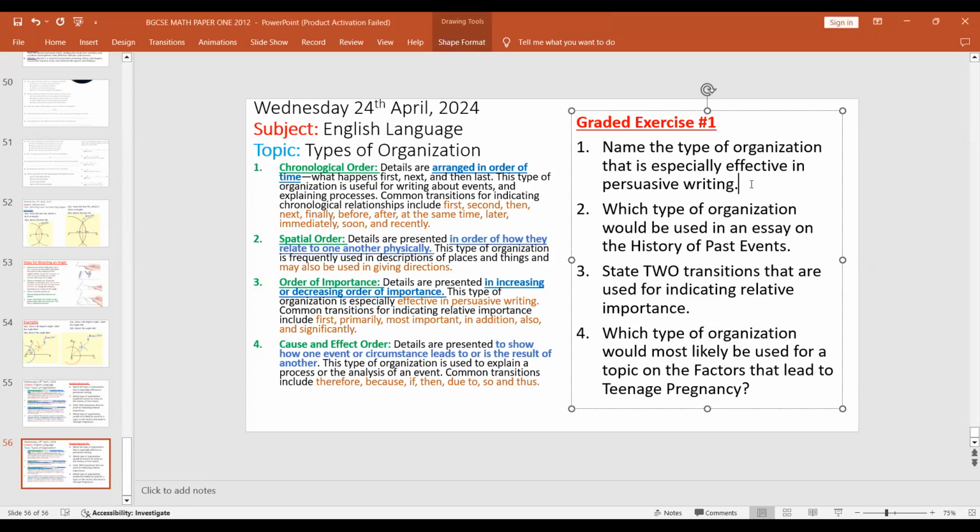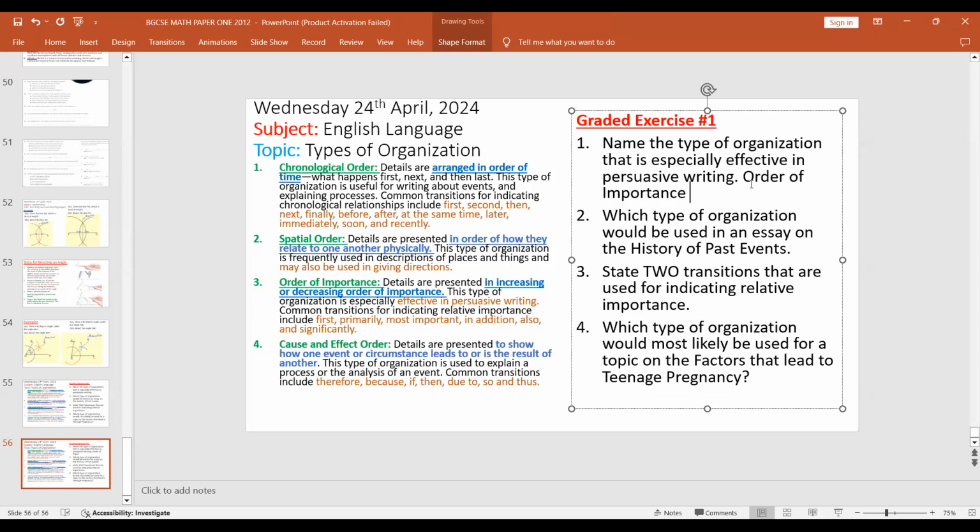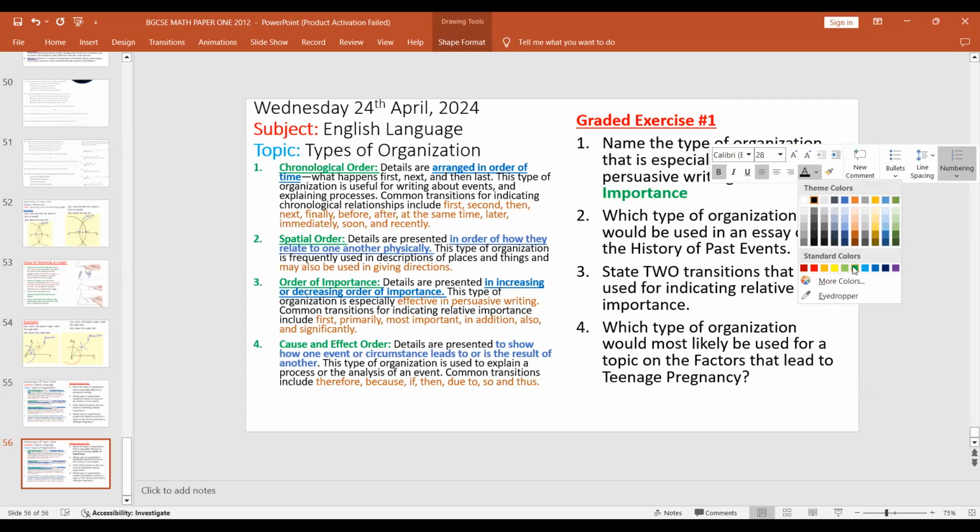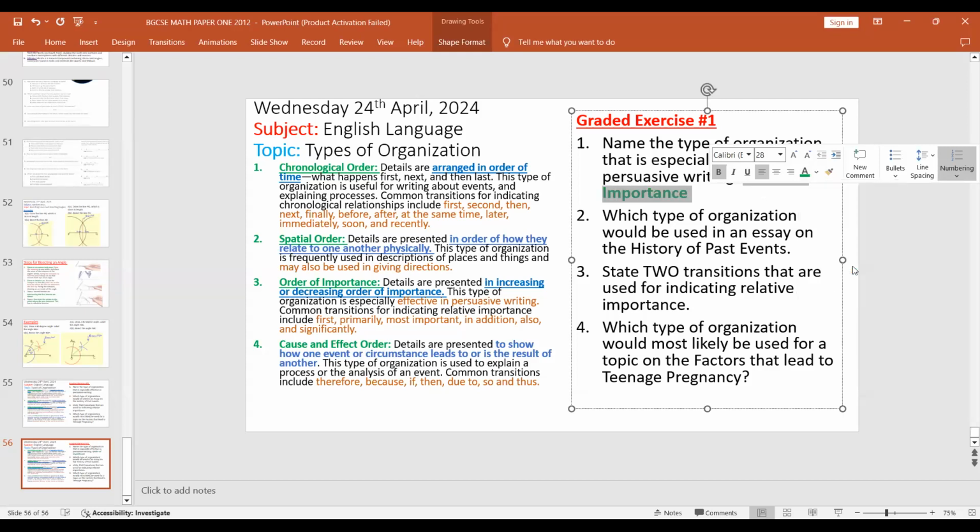How many persons had that one? Order of importance. I did. Order of importance is correct. It said right there that one is used for persuasive writing. So you want to bring your most important point first, or you may want to put your most important point last.